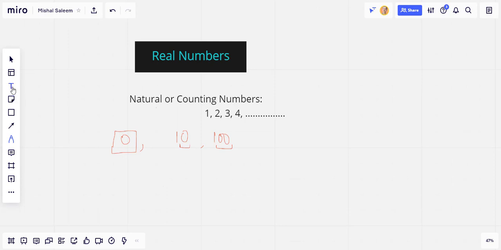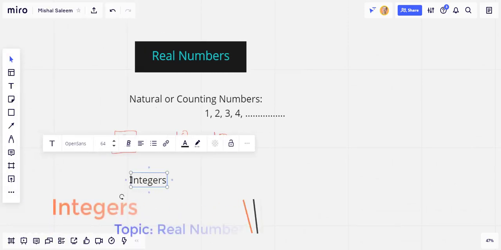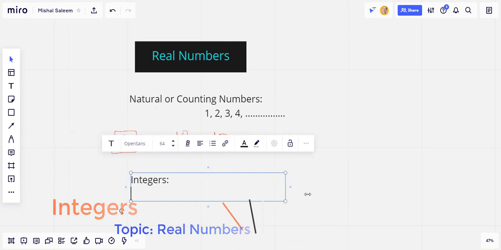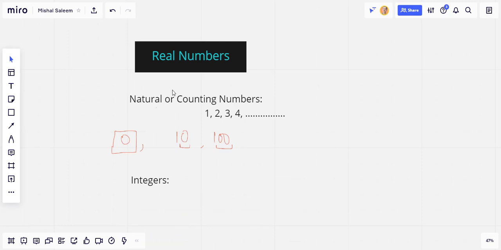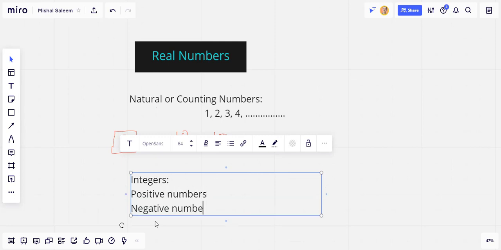Alright, well that's pretty easy. The next one we're going to talk about is integers. So integers are all positive and negative numbers. Natural numbers are all positive numbers, and there is nothing like decimal numbers or negative numbers. No, all positive numbers. Integers have positive numbers, negative numbers, and there is also a 0 in it.